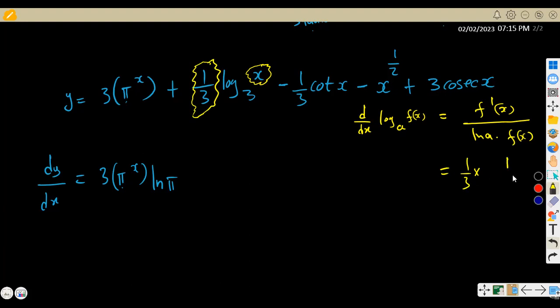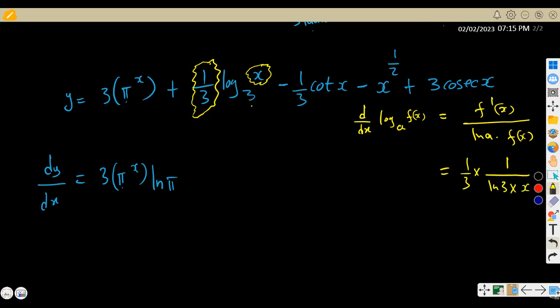So this is going to give us 1 over ln a, where a is the base. So our base in this case is 3. This is our base. So it's ln 3 times f of x. Our f of x in this case is x. So this is going to give us x like this.